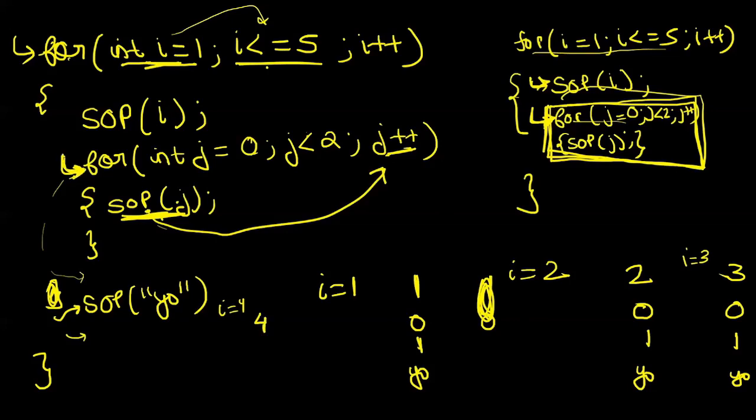Then again, this loop will start running. So j will first take a value 0. You will print 0. Then j will take a value 1. You will print 1. Then you come outside this loop. You print yo. Okay. Then again, i++ happens and the value of i will become 5. You enter. You print the value of i, that is 5.